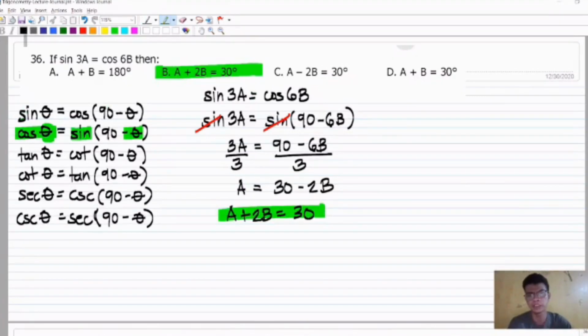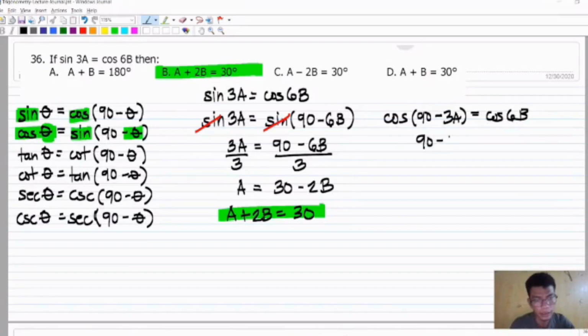So try naman natin kapag gagawin natin cosine parehas. So si sine 3a, yung daw sine natin ay gagawin natin cosine. So si sine 3a ay magiging cosine, pero dapat 90 minus 3a and equal to cosine 6b. So magka-cancel ang cosine. 90 minus 3a is equal to 6b. And kung mapapansin ninyo, 3a plus 6b, kapag dinivide natin sa 3 yan, lumalabas pa din dyan, 30 is equal to a plus 2b.